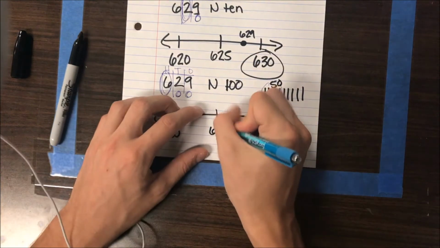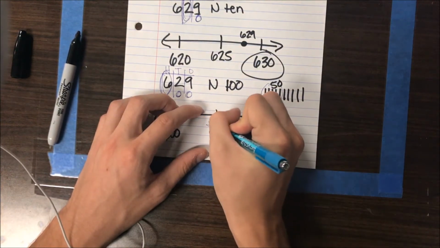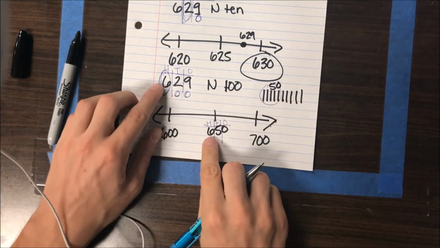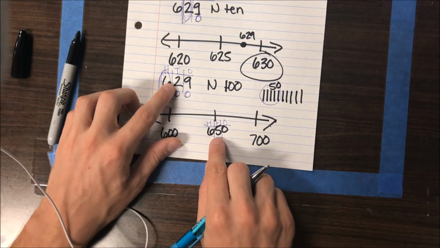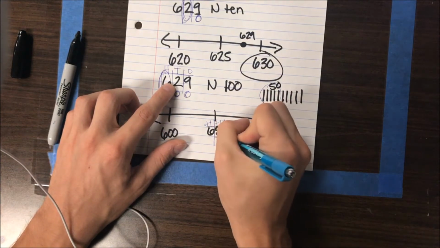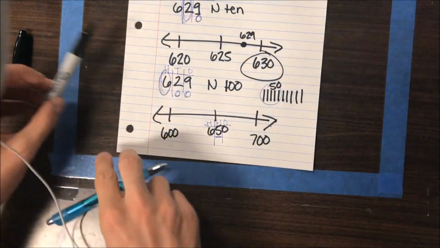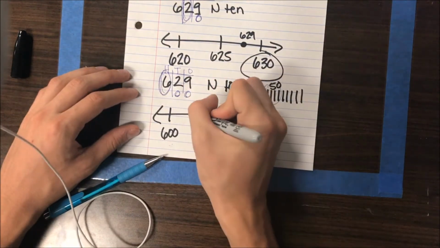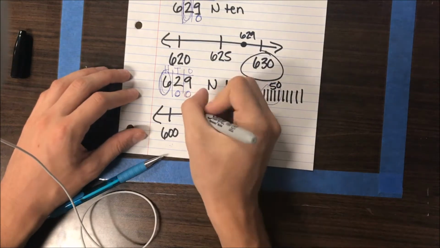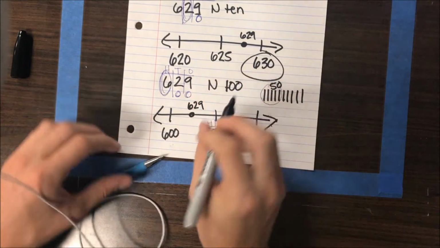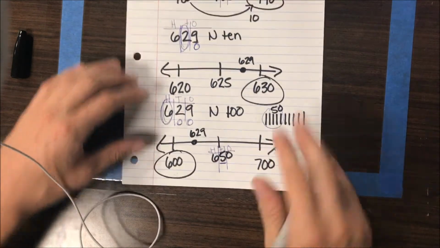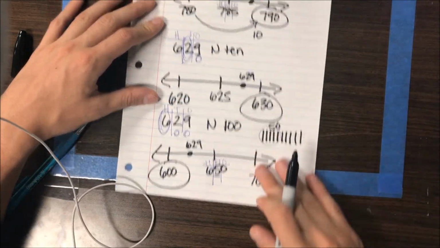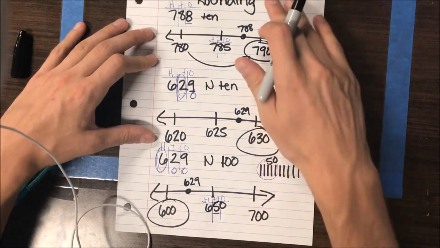So let me put this in a place value house. Hundreds, tens, ones, and we can see that the hundreds are tied, but the tens are not. And so we know that this 10 is greater, so we know that 629 is less than 650. So it goes on this side, 629, and that it's then closer to 600. So that's the general initial practice that we were using.